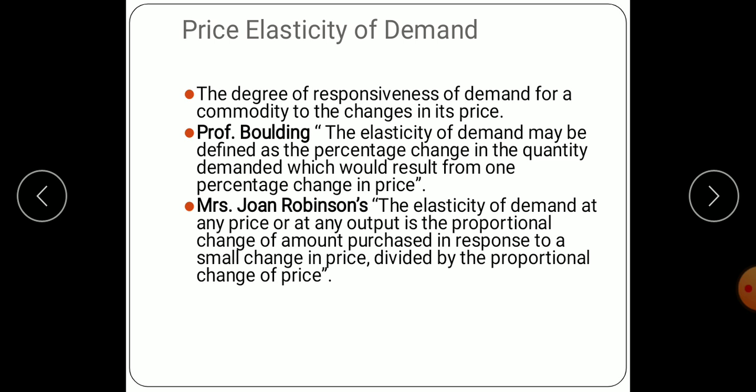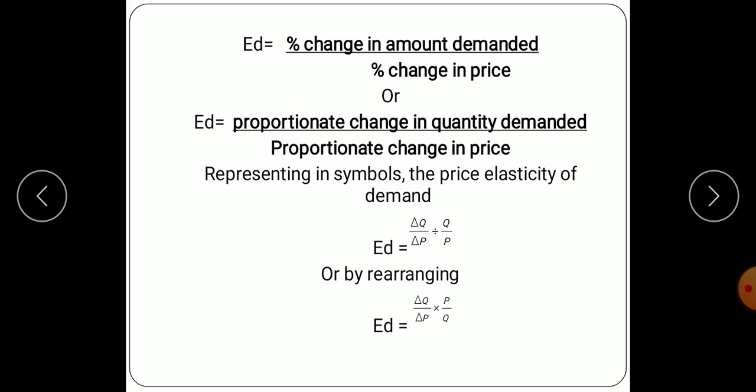Thus, price elasticity of demand is the ratio of the percentage change in the amount demanded to the percentage change in its price. It can be symbolically written as ED, elasticity of demand, is equal to the percentage change in the amount demanded divided by the percentage change in price, or the proportionate change in quantity demanded divided by the proportionate change in price.